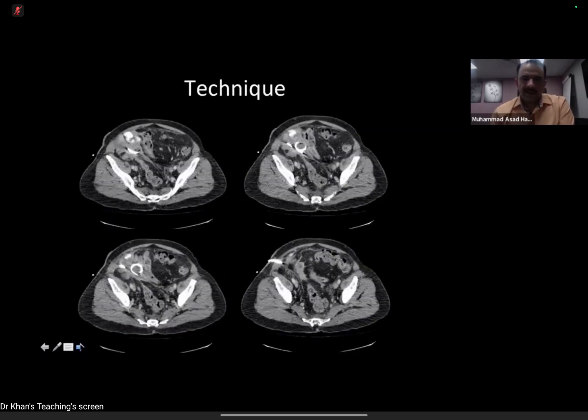Yeah. Now, this slide basically describes the technique. In this case, Seldinger technique under CT guidance. One goes for the shortest possible route towards the collection and can basically put a pigtail catheter of appropriate size.